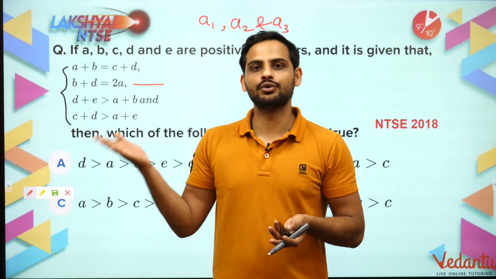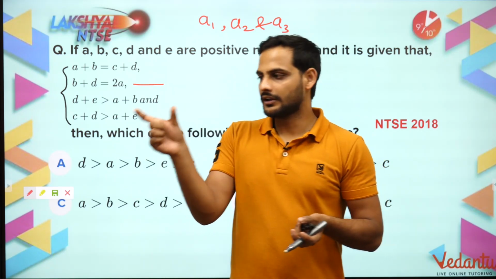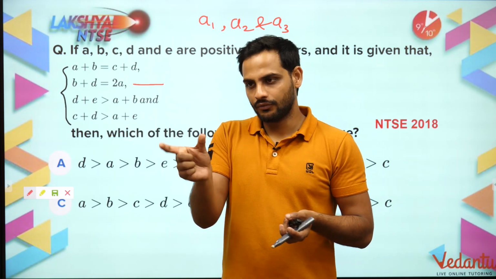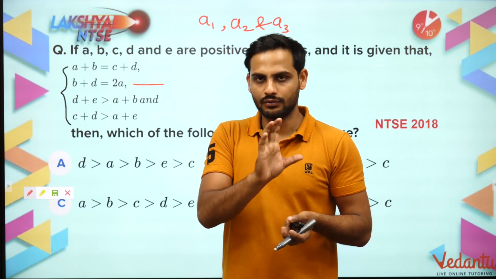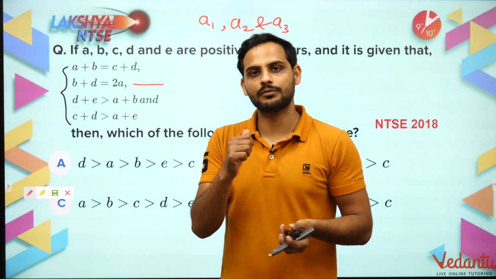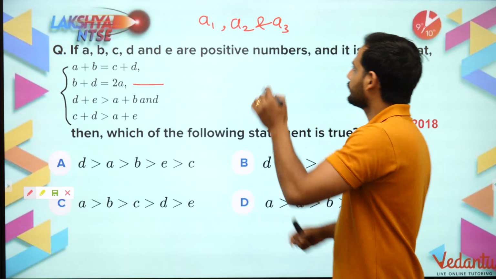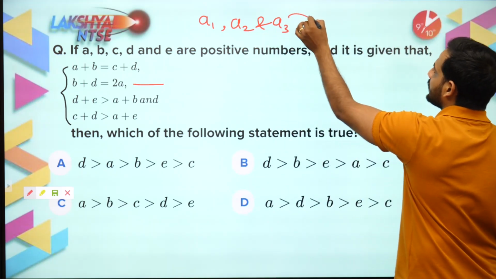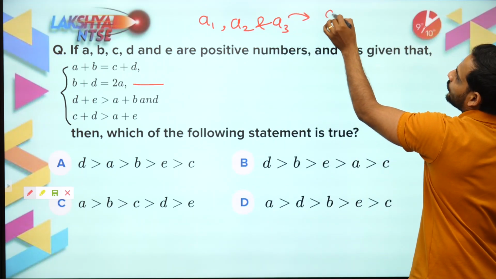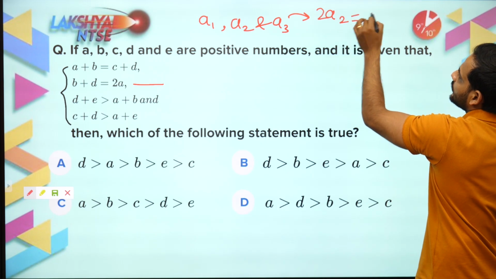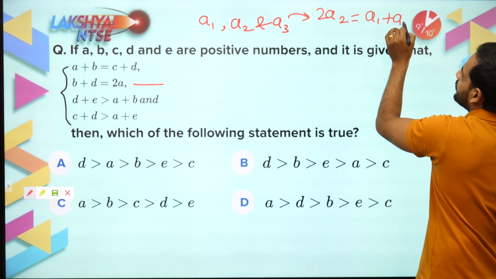So suppose if I write 2, 4, 6, 8, the difference between 2 and 4 is 2, 4 and 6 is 2, 6 and 8 is 2. So the difference between all the terms has to be equal. So if the terms are in series like that, we can say if A1, A2 and A3 are in AP, you can say twice of A2 is equal to A1 plus A3.